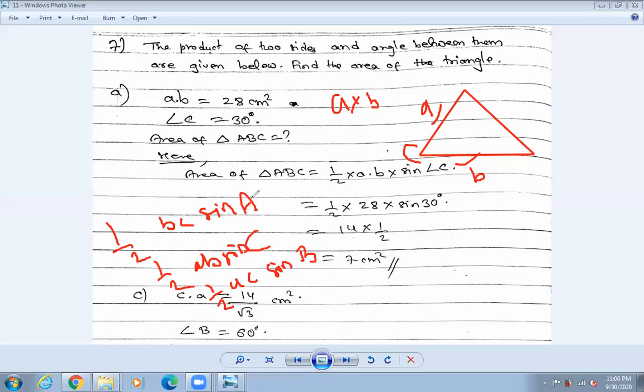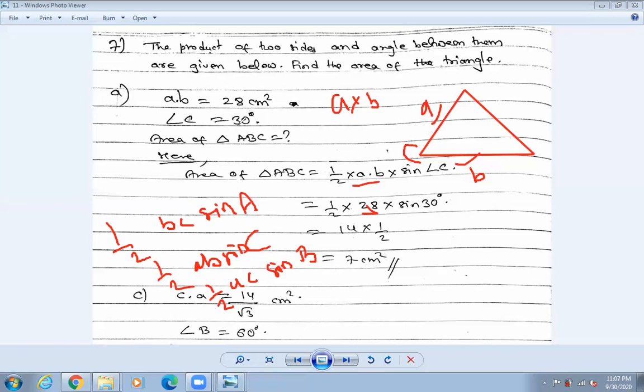Okay. So let me clear it again. So pause the video for a while. Okay. So let me not clear. Then after that, AB is given and angle C is also given. So find the area of triangle. So what is the formula of area of triangle? So it is half into AB into sine C. So half into AB. AB it is 28. So 28 is given. So instead of AB, let us write 28. Okay. And sine angle C.